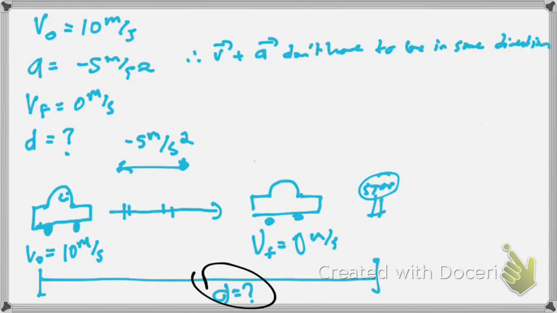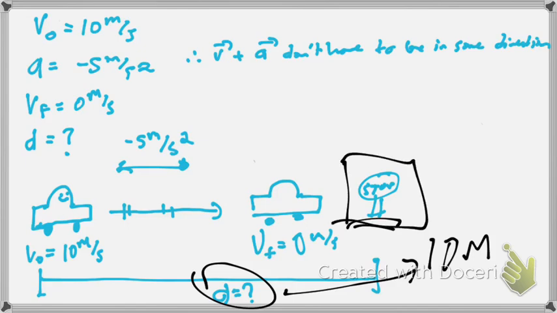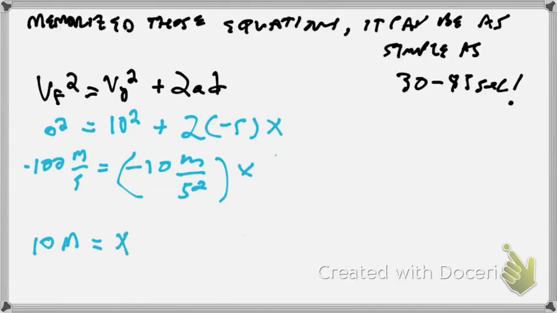as the distance. So this distance right here is 10 meters. So it took him 10 meters to realize the stop sign and stop. All right? And that's how simple solving these problems can be.